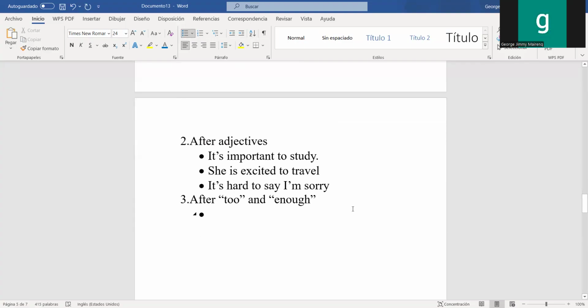We can say he's too tired. He's too tired to continue, right? So we can also say she isn't old enough, old enough to drive. You see? So we are using the two words to and enough, so we must use the infinitive form.